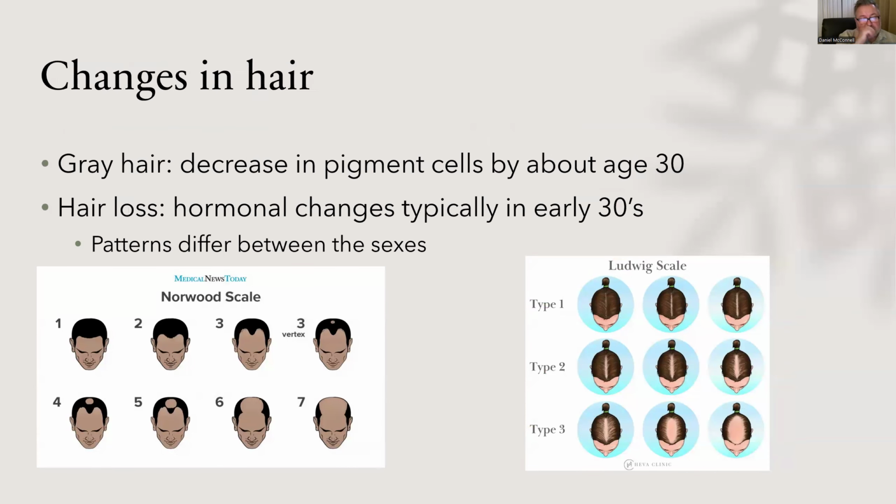Hair loss is another thing to occur. It occurs differently between the sexes. So I have the two scales here. For males, we have the Norwood scale that depicts male pattern baldness. And for females, we have the Ludwig scale here that detects what we might call female pattern baldness. So let's start with the guys over here.